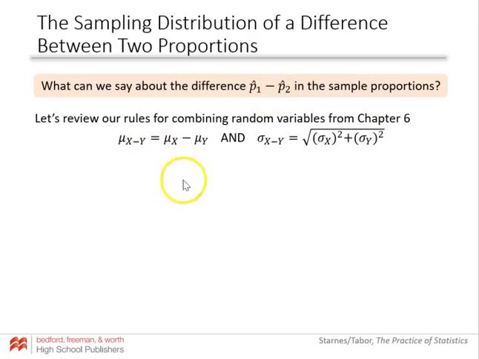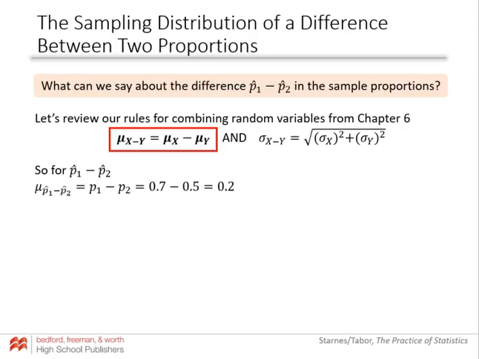Back in chapter 6, we talked about the rules for combining random variables, which is what we're doing here. We're combining two sample proportions. So for the mean, all right, if we are subtracting here, then we can just subtract the two means. So for our sample proportions, we take the population proportion. So in this case, it was 0.7 minus 0.5. So the mean of this sampling distribution is 0.2. Okay, then for the standard deviation, remember that we had to square each standard deviation, add them together always, even though this is subtraction, and then take the square root at the end.